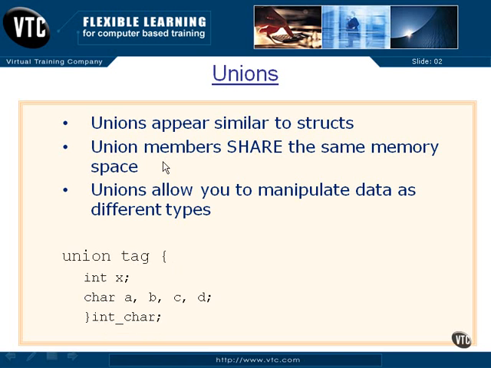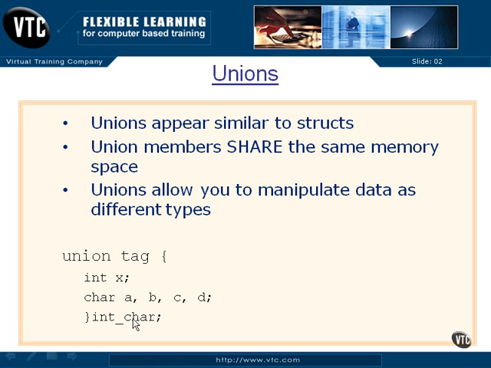Now, the interesting thing about unions is that unions share the very same memory space. They are aligned on the same byte boundary. So here's what's happening here. We have an integer x, and we believe that x is going to be, in our implementation, 4 bytes long. So the characters A, B, C, and D are going to sit in those same exact 4 bytes of memory.